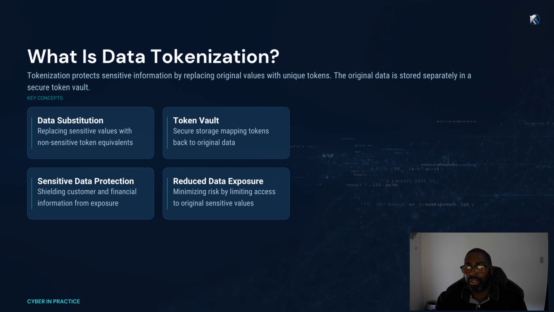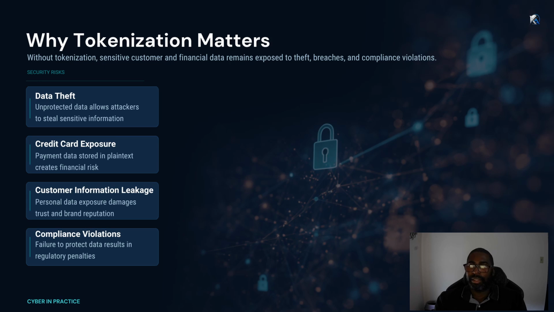To understand why organizations use tokenization, let's look at risks associated with exposing sensitive information. Sensitive customer and financial data are high-value targets for attackers. If exposed, it can lead to fraud, privacy violations, and compliance issues. Tokenization lowers the risk by limiting where sensitive data exists, replacing it with values that have no meaning by themselves. So, how do organizations reduce exposure while still maintaining functionality? That's where tokenization controls come in.